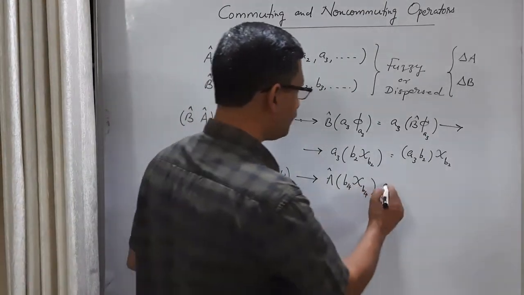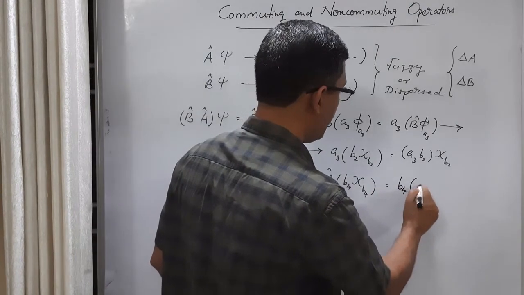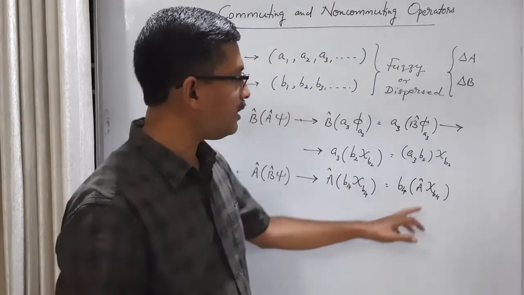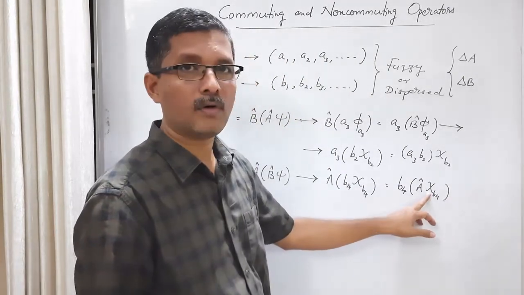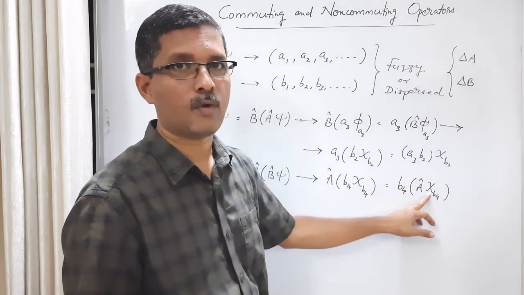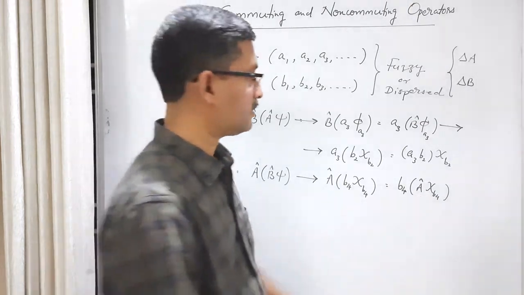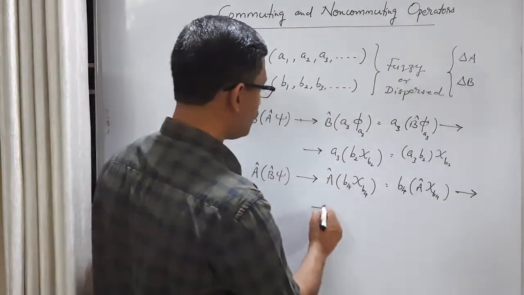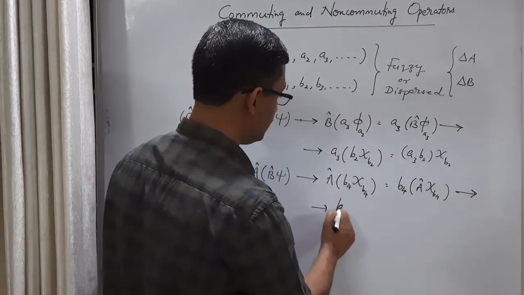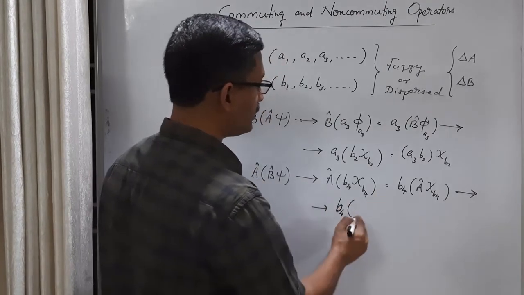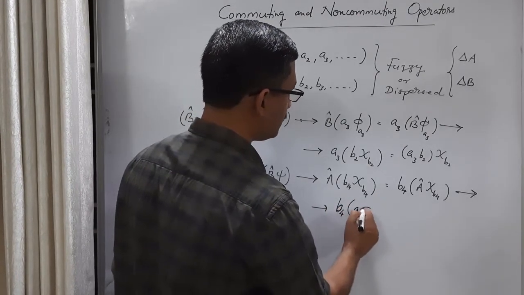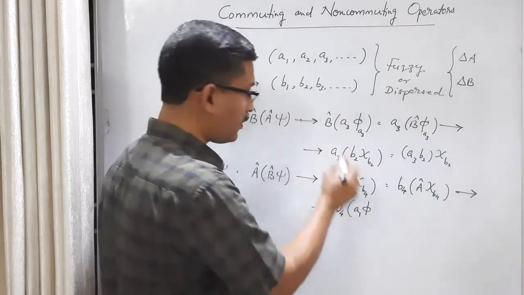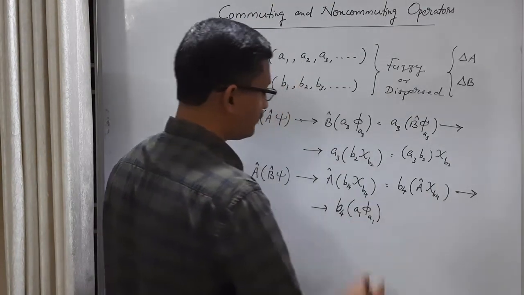Now what happens here? This is B4 times A acting on chi B4. Now this chi is an eigenstate of operator B, but it's not an eigenstate of operator A. That means it's a general state for operator A, so there is again a collapse. We may get any eigenvalue of A. Let's say what you get is A1, and this general state collapses to the eigenstate of A, represented by phi, corresponding to the eigenvalue A1.